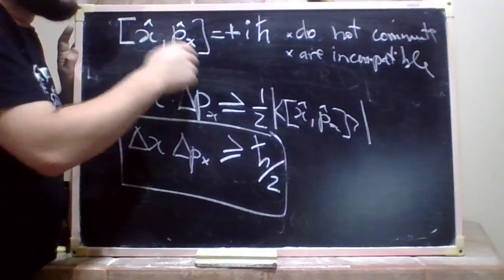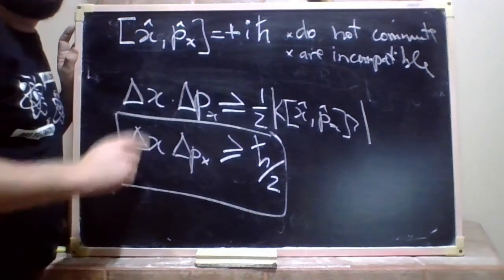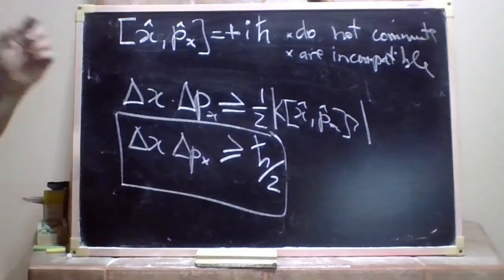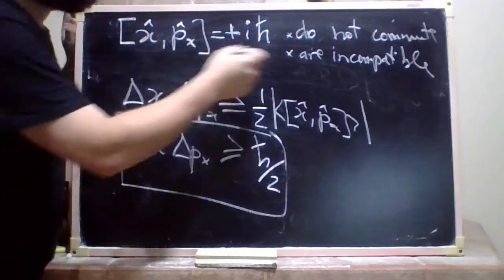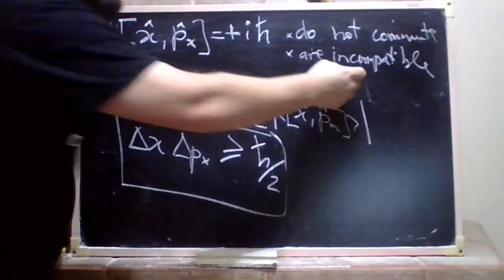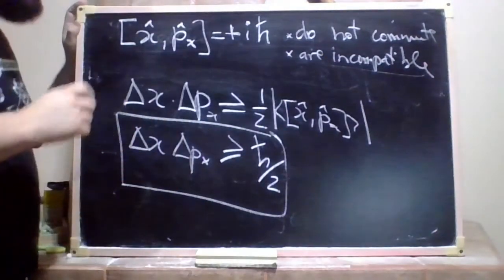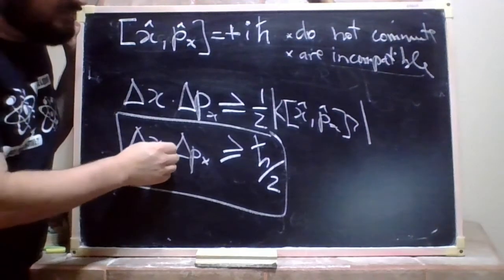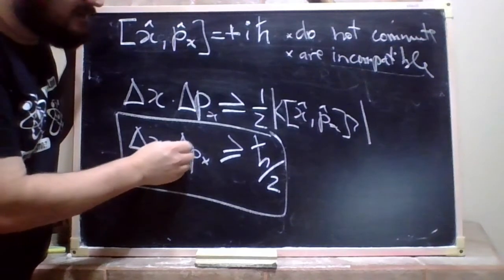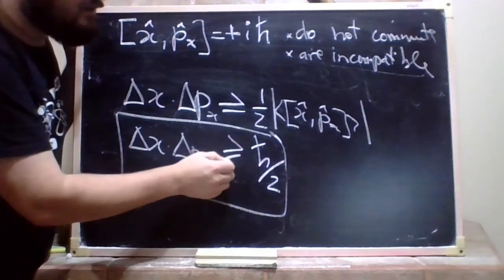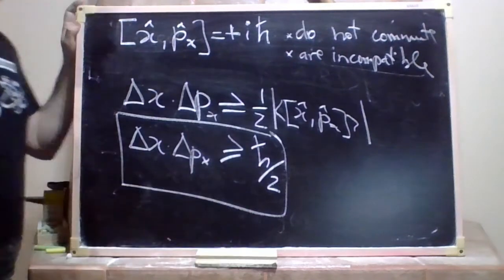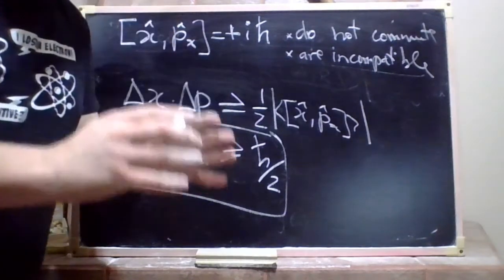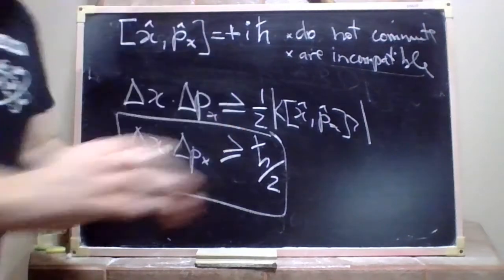So in quantum mechanics, these things do not commute. Position and momentum do not commute. Their commutator is equal to iħ. And for any non-commuting or incompatible operators, there is an uncertainty. And the uncertainty in this case corresponds to delta x multiplied by delta p_x being greater than or equal to ħ over 2. This puts a fundamental limit on what you can measure with precision.